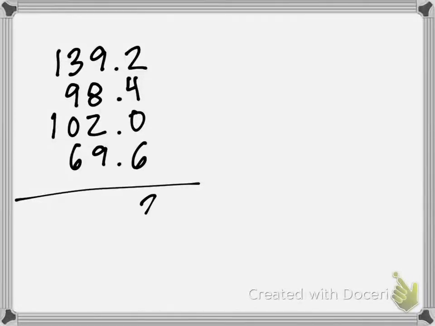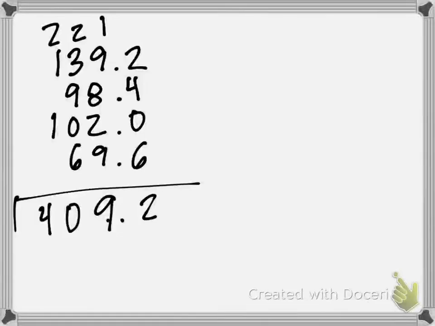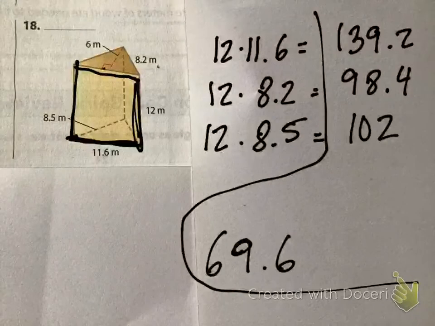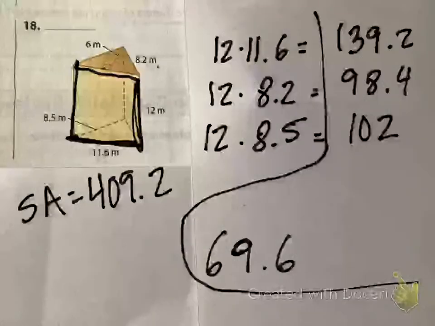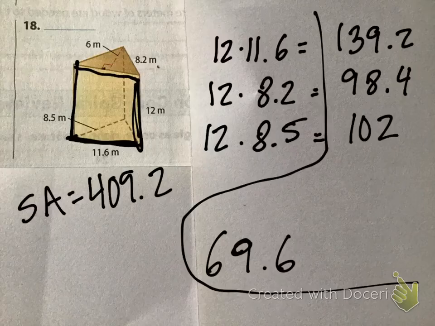Here, 6 plus 6 is 12. This one, 10, 18, 20, 29. I just bring down my decimal right there. Let's see, 15, 16, 17, 18, 19, 20. And then 4. So I get 409 and 2/10. I just basically added, as you can tell, this is how we do it. So my surface area for this one is 409 and 2/10.